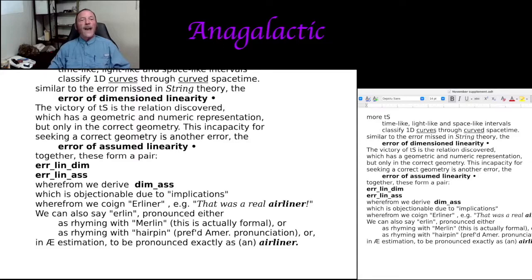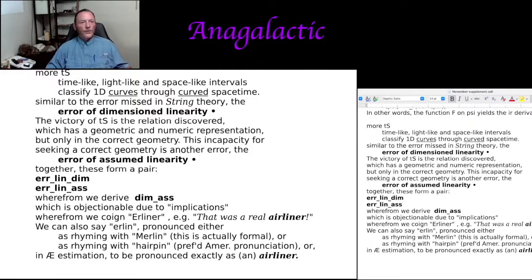So James Maxwell used 4D to compose electrodynamics. That works for electrical engineering, and that's all it works for, because then you can use calculus. These two errors of mistaking the linearity of the system for something that they can fix lead to the error of dimensioned linearity and the error of assumed linearity. And if you put them together, that's dim-ass.